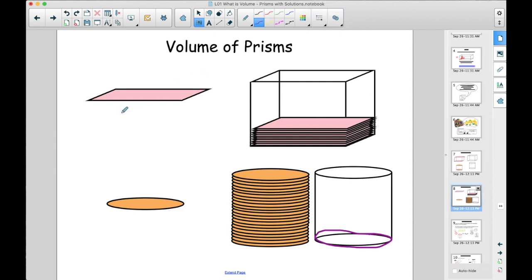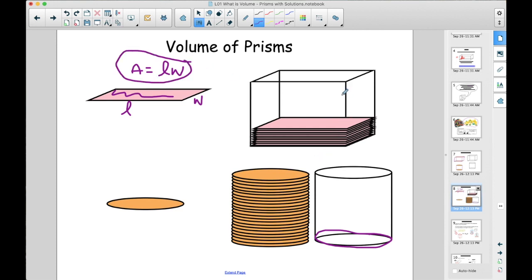So if we think about it two-dimensionally, there's a length and there's a width. Then I can figure out how much space this is taking up by finding its area. And that would be length times width. So what does that mean? That means each index card in my stack is taking up this much space here. It's taking up a length times width.